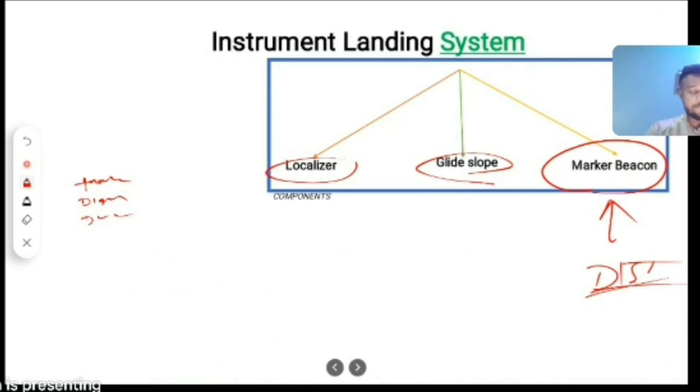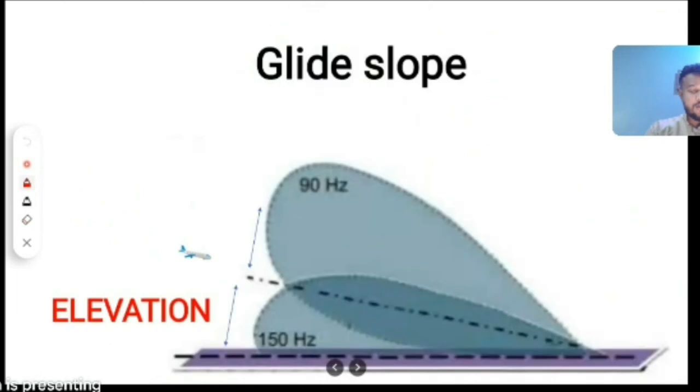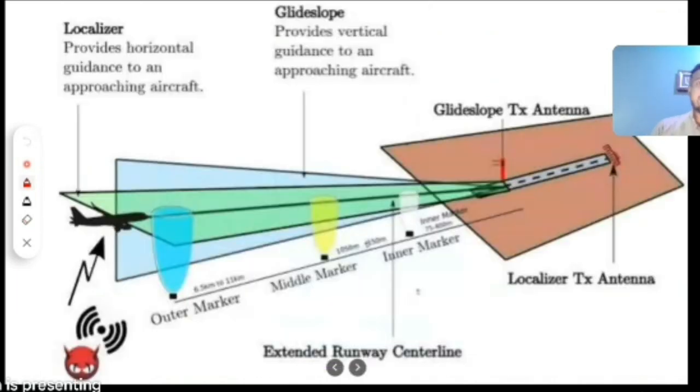How it provides? There are marker beacons. There are three markers installed on the straight line of the runway. One is called outer marker, middle marker, another is inner marker. These marker beacons are installed at a fixed distance from the runway.